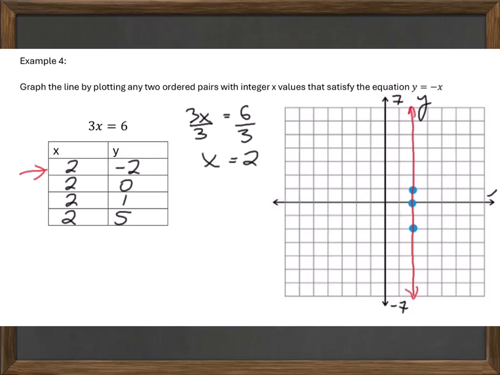So there we go. As you can see, the line x equals 2 is a vertical line. Again, we can assign y any value we want to, and no matter what value we assign for y, x is just going to be 2. That's it.